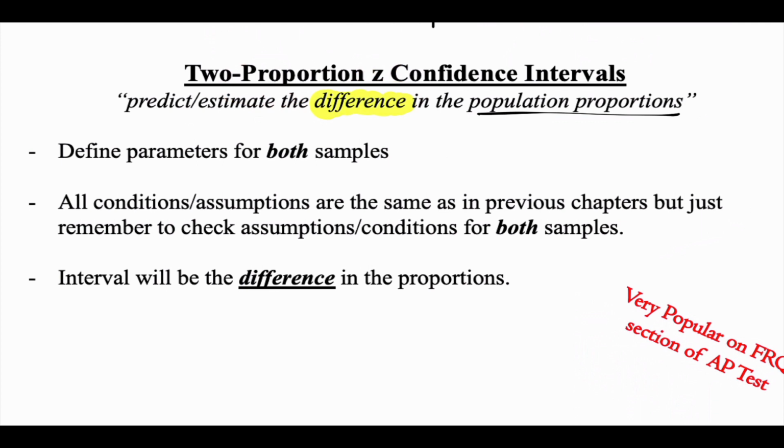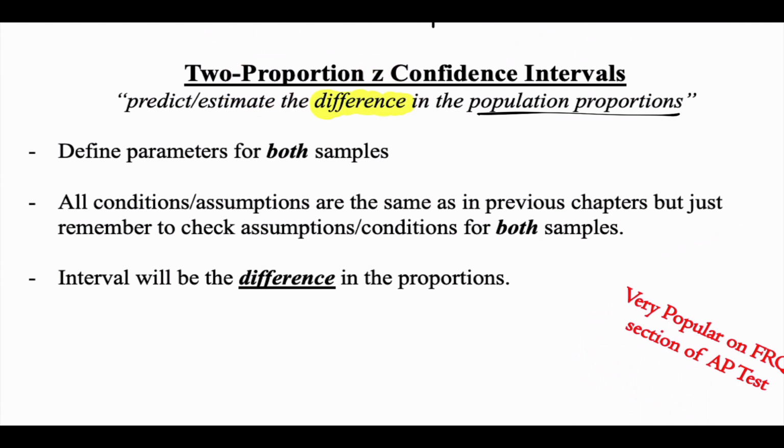With confidence intervals, we still have five steps. The difference is that we have two samples. So for the population parameter, we have two populations.